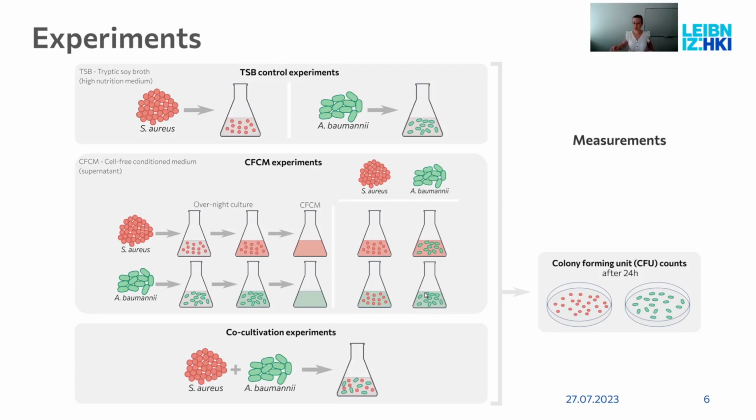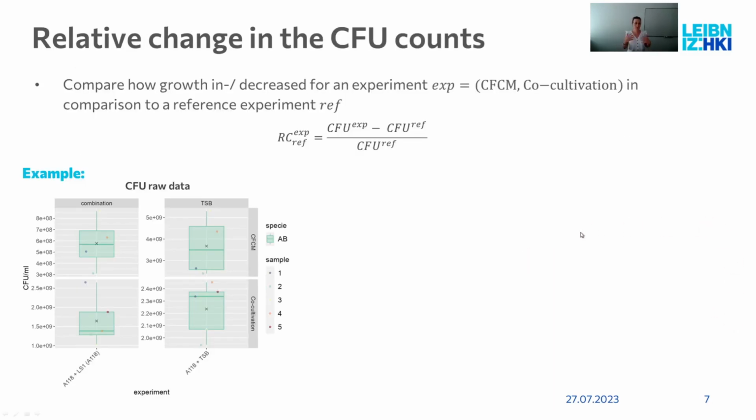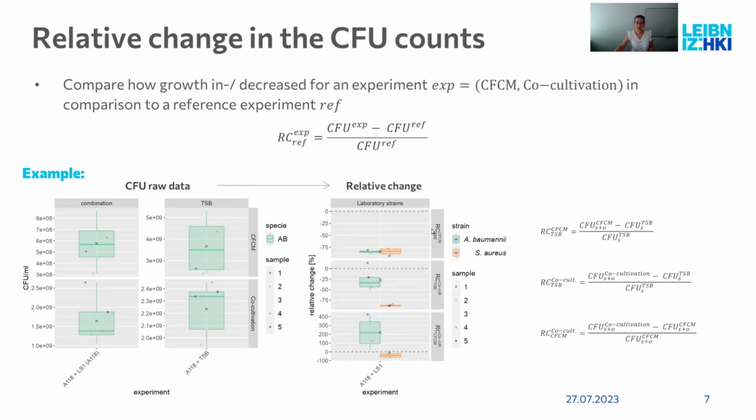And first of all, I want to show the results for the colony forming units. In order to compare these different growth experiments, we decided to look at the relative change of, for example, the growth in the CFCM medium versus the growth in the control experiment with the TSB medium. And so here is a small example in order to show you how the results were obtained. So we have the CFU raw data for example, for A118 in the supernatant or the CFCM of the LS1 strain of S. aureus or in co-cultivation. And then we have the control measures with the TSB medium. So we can calculate the relative change, which you can see here.